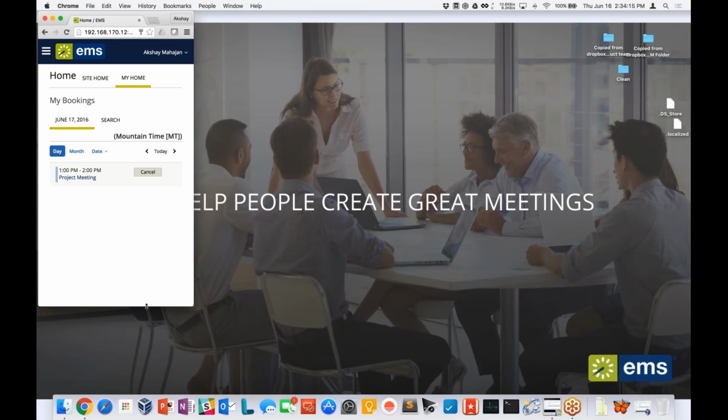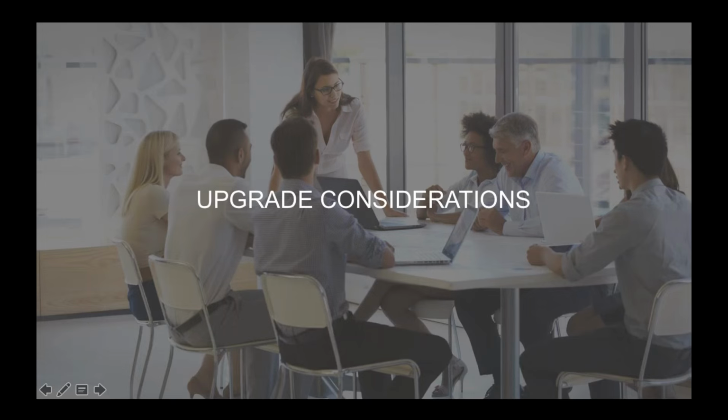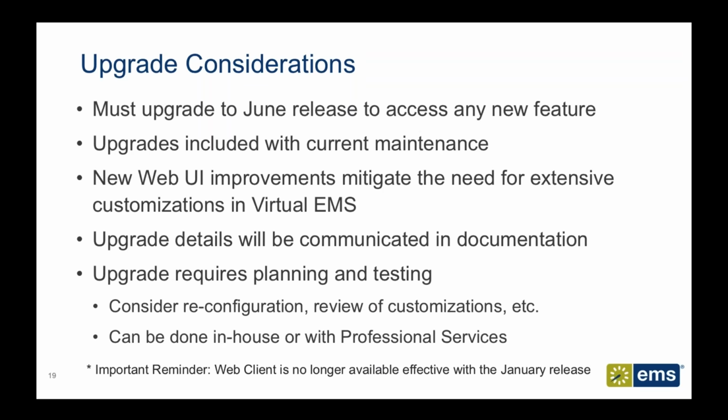Great, thanks, Akshay. I'm going to click this and show my screen. One of the things that we also wanted to cover today is a little bit about some upgrade considerations, just to give you a flavor of what's required for this release. So just a few things here. First of all, you must upgrade to the June release to access these new features, the web application, the mobile application, and the Outlook integration. And if you're current on maintenance, these upgrades are included with your license.